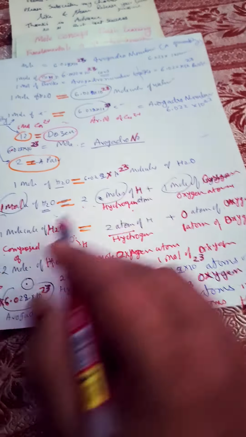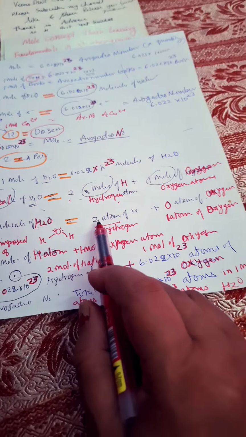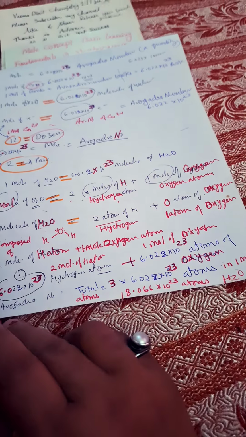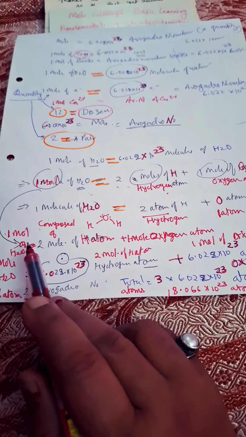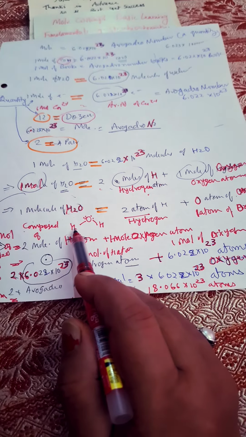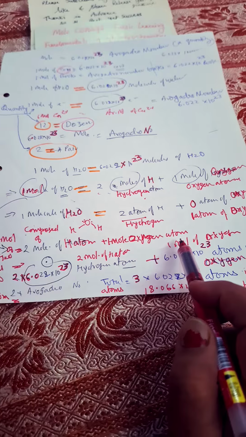But if I say 1 molecule of water, I am saying molecule. At that time I will say 2 atoms of hydrogen and 1 atom of oxygen. Clear to you? Now 1 mole of water, again I will come in mole terms. 1 mole of water is composed of 2 mole of hydrogen atom. See, H2O we are writing, so 2 mole of hydrogen atom and 1 mole of oxygen atom.